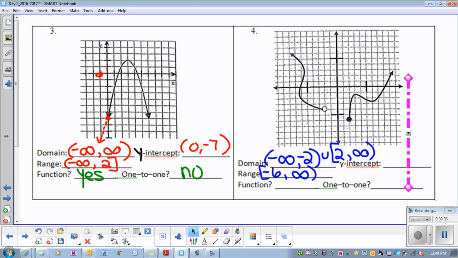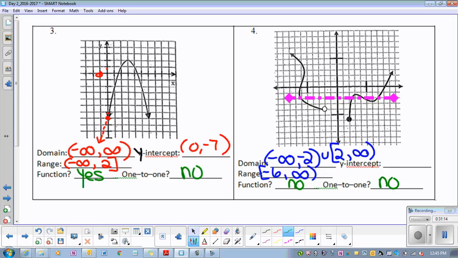So is this a function? Let me see. I have to do the vertical line test. Does this hit the graph in only one spot? No. So is this a function? No. Is this one-to-one? No. This one actually hits the graph in 4 different spots at one point. So, no.